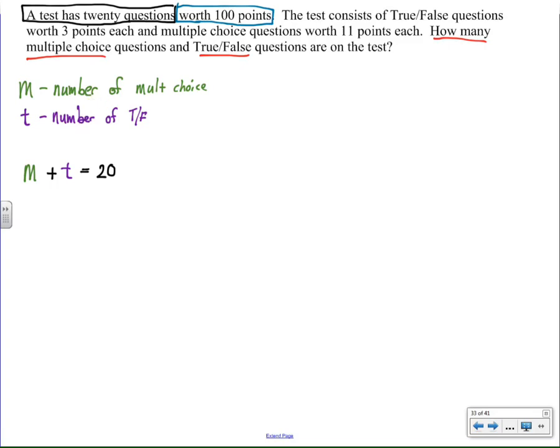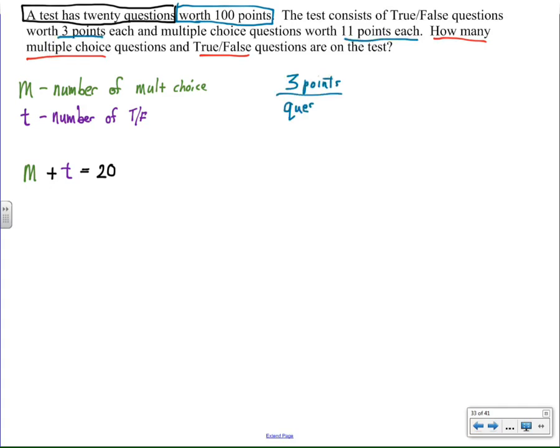What you have to do is learn how to read those paragraphs and identify what are fixed rates versus what are variables. What's variable is the number of questions on the test. What's fixed is the rate of value for those questions.